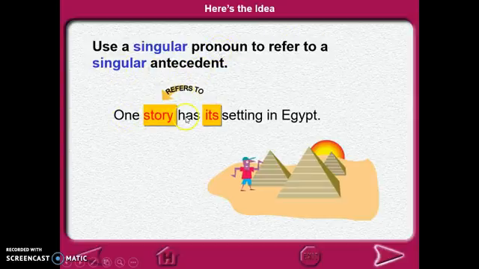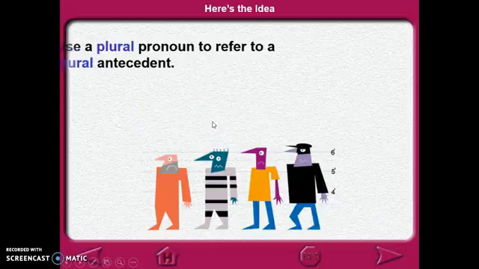So looking at this, one story has its setting in Egypt. We see that the story is singular because we're only talking about one story, and the its is singular, so they match, so they agree. This is pronoun and antecedent agreement. If we were to write "one story has their setting in Egypt," or "their stories has its setting in Egypt," it doesn't fit because their stories is plural, but the its is singular. So keeping that in mind is important.